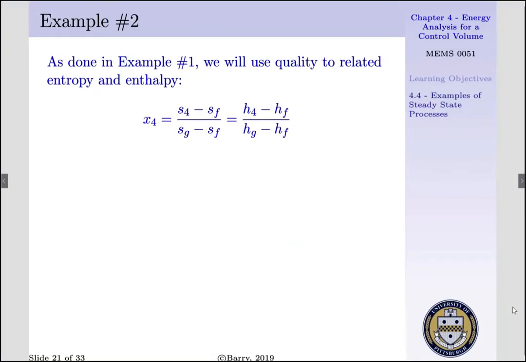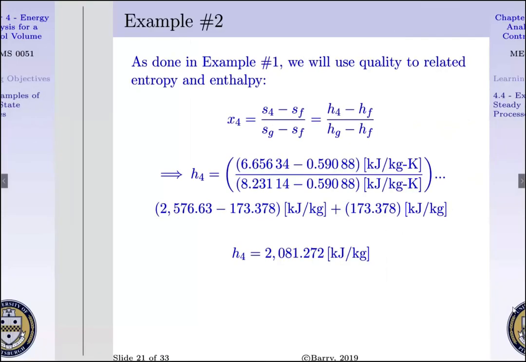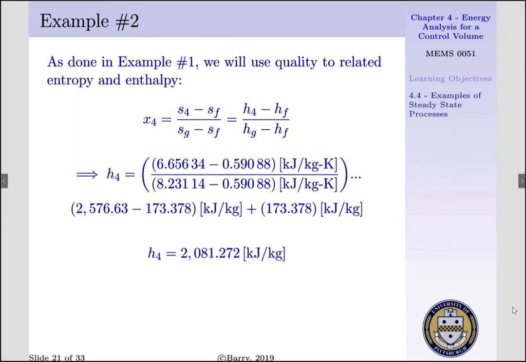Now we can determine our enthalpy at state 4 as we did in example 1, relating our entropy and enthalpy values. Our enthalpy value is equal to S4 minus Sf per Sg minus Sf times the quantity Hg minus Hf, plus Hf. Or our enthalpy at state 4 is 2081.272 kilojoule per kg.